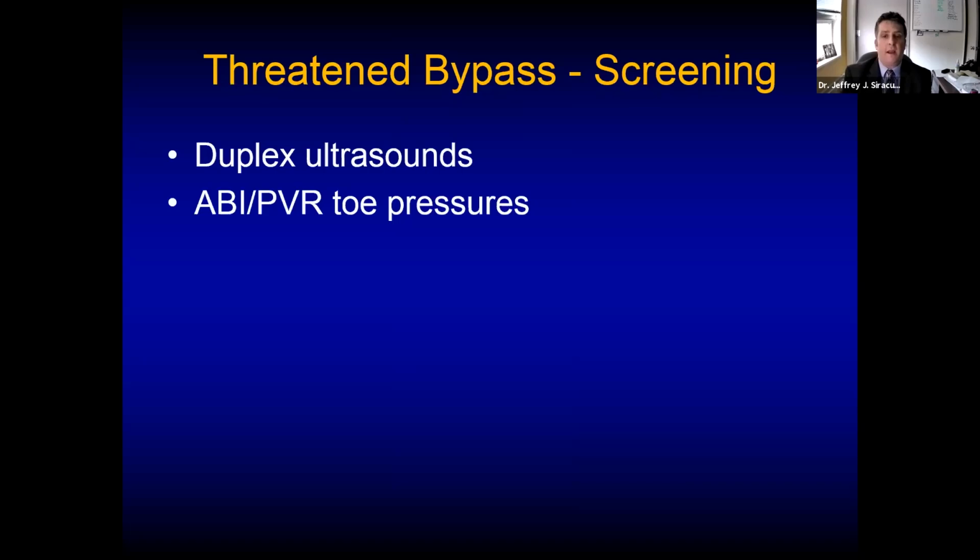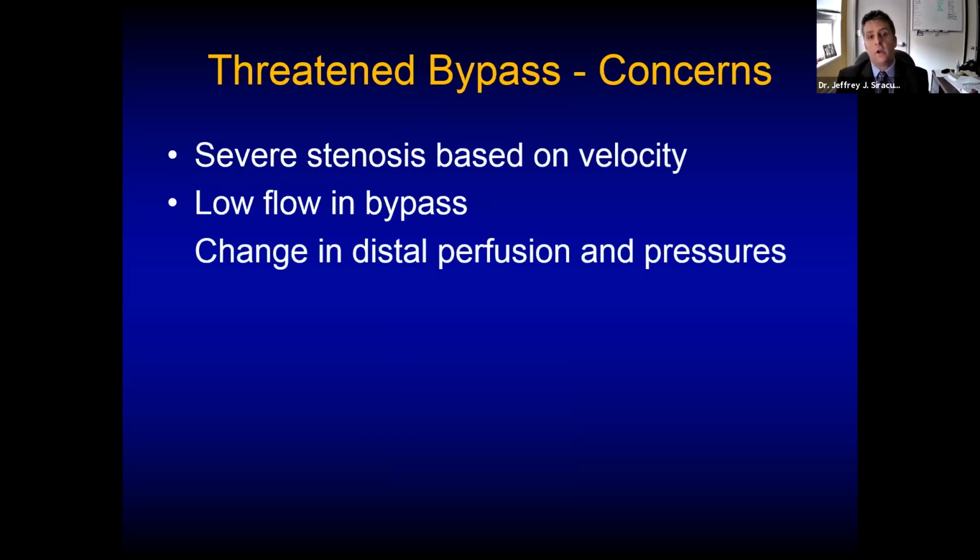What is a threatened bypass? How do we find them? Oftentimes we find these by screening patients post-operatively, usually with a duplex ultrasound, looking at velocities through the bypass graft, but also looking at ABIs and PVRs and toe pressures and correlating the two things together.